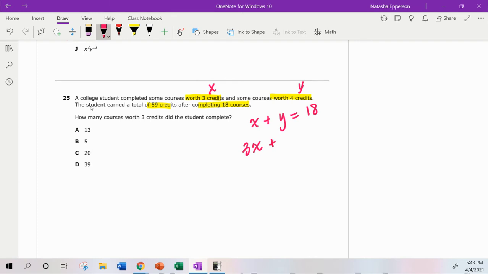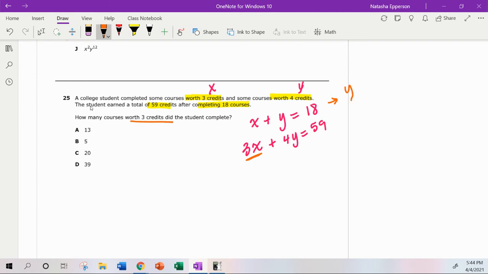So 3x plus, hold on, wait, I think I switched it. No, I think I'm good. I might have to switch the 18 and the 59. We'll see. Okay, so this is going to be 4y is equal to 59. Nope, we're good. Okay, so we want to get the number of 3 credits, so we want to solve for x. That means my first equation, the x plus y, I'm going to solve that for y so that I eliminate the y, not the x.